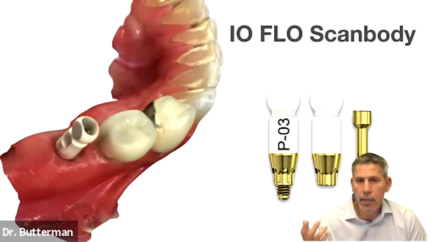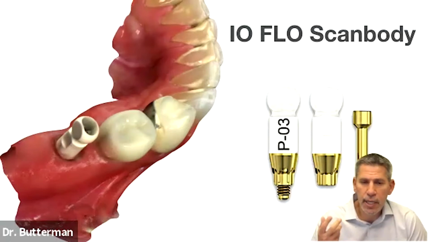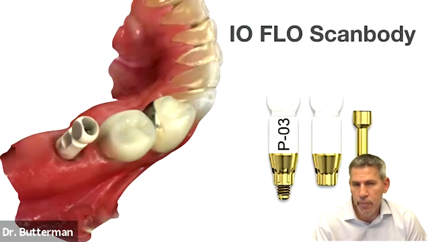When you do an analog impression for an implant, you're going to take an impression coping and attach it to your implant, either an open or a closed tray. You do your physical impression and send that to the lab, and they pour it up.